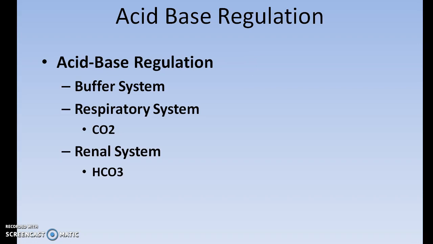Also, you want to look at the renal system. The kidneys are the primary source for the excretion or retention of bicarb. So when we look at renal disease, we would see that our patient is either saving all their bicarb, making them alkalotic, or excreting it, making them acidotic.